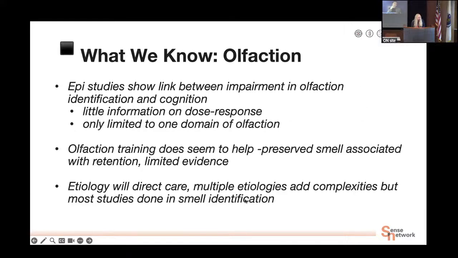Finally, olfaction. Olfaction is probably even a little bit farther down the scale of information that we have from the literature. There's not great information on dose response. There are certainly epi studies that link impairment to olfaction, and they're limited in terms of the domains. Again, senses are complex, and so we're studying a uni-domain format for a lot of these senses. Olfaction training does seem to have some benefits, so that's interesting to know. There are also some studies in vision training, so some of the training modalities may be important to understand for interventions. And again, there are complexities that really haven't been teased out in the literature.